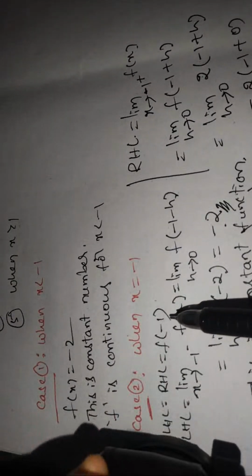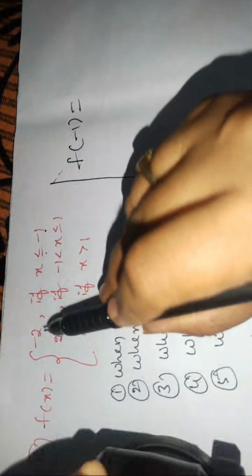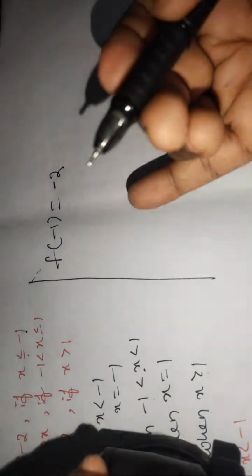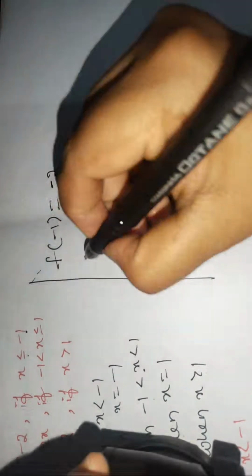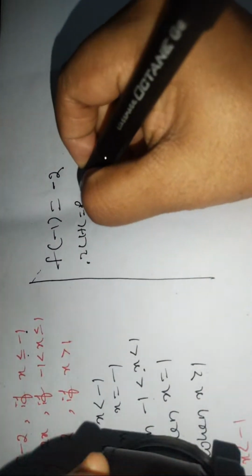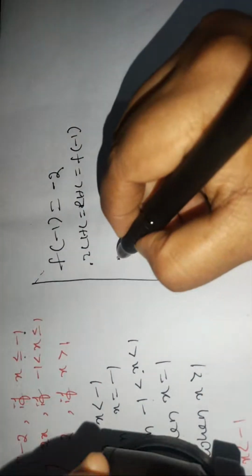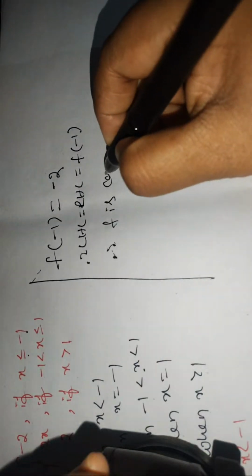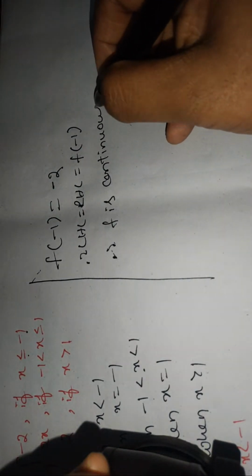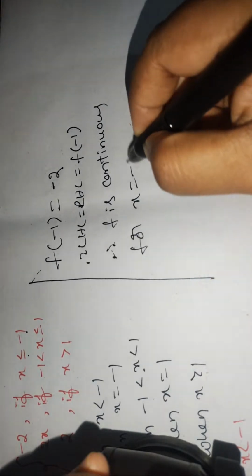Next, we have one more value. f of minus 1 also we need to find. So what is f of minus 1? f of minus 1 means when x equals minus 1, the function is minus 2. If we check, we got LHL, RHL and f of minus 1 values are equal, minus 2 only. Therefore, LHL is equal to RHL is equal to f of minus 1. Therefore, f is continuous for x equals minus 1.